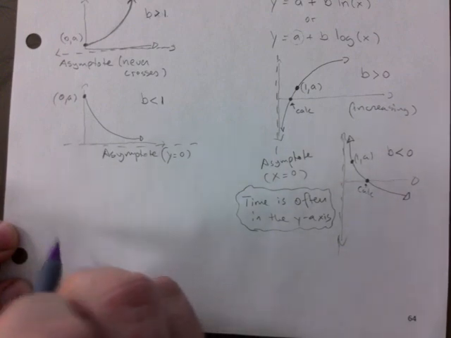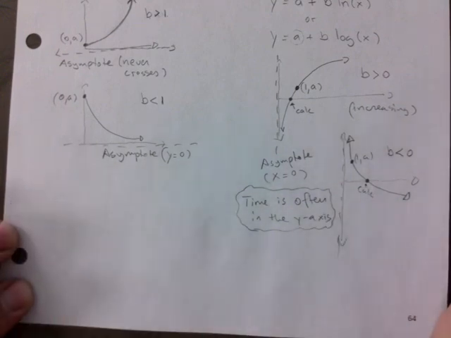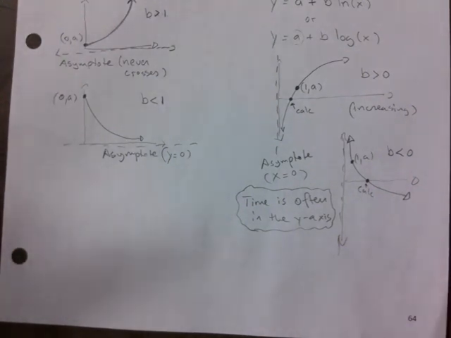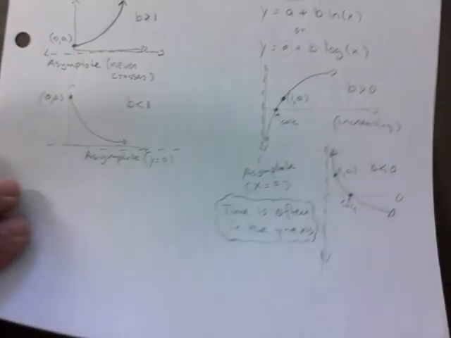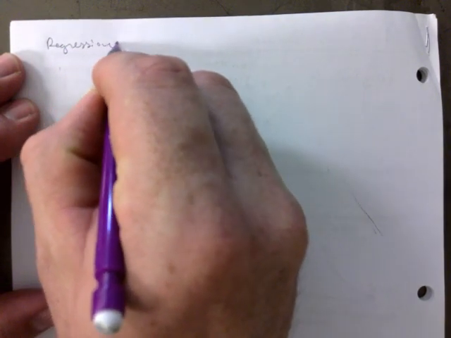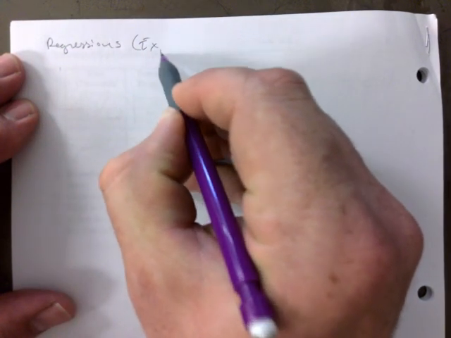For exponentials, I don't think I'll use this. I'll use the backside for this. And this is just an overview of exponentials right now. Let's go to 65, if you would. Regressions for exponentials.